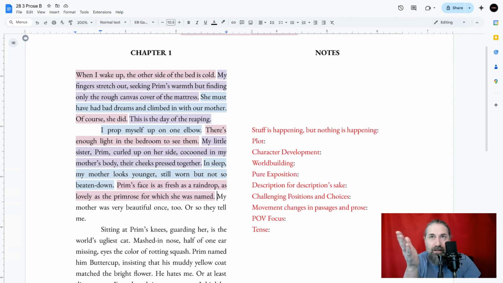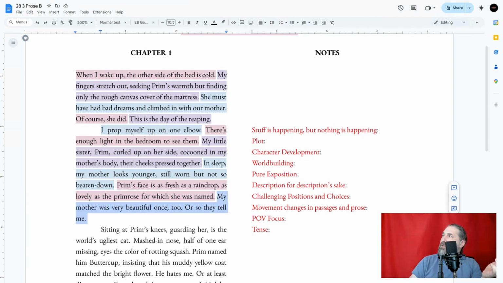And what does she see? She sees first that her little sister Prim is curled up on her side, cocooned in her mother's body. Their cheeks are pressed together, so now we went from Prim to the mother sleeping. In sleep, my mother looks younger, still worn, but not so beaten down. And now we go from the mother's looks to Prim's face as fresh as raindrops. Which brings us now to internal thought.